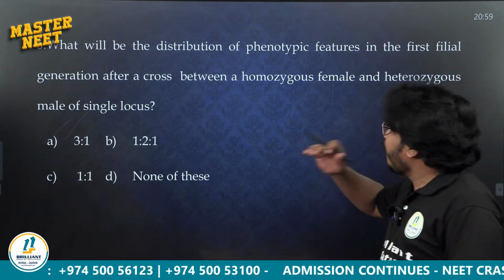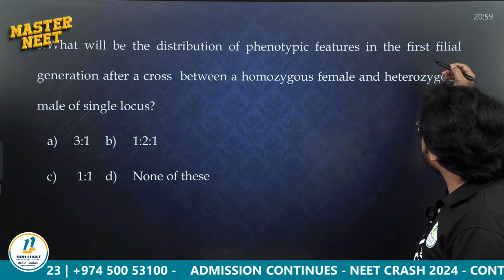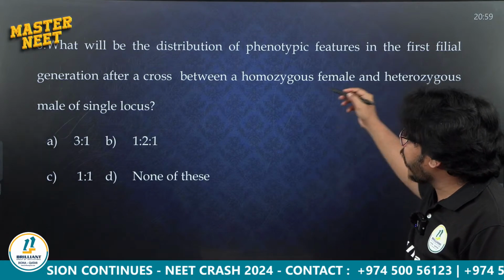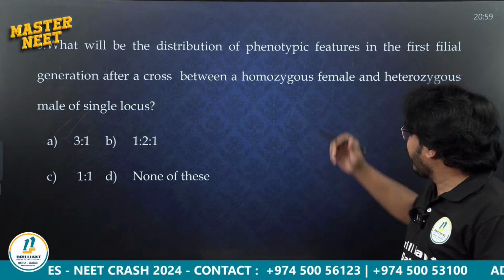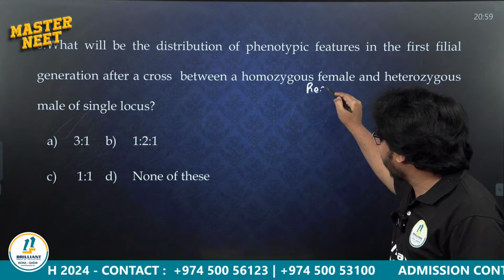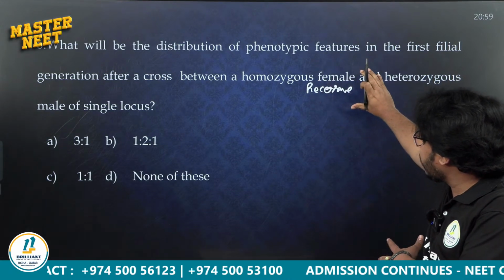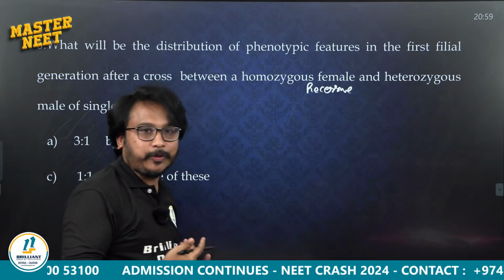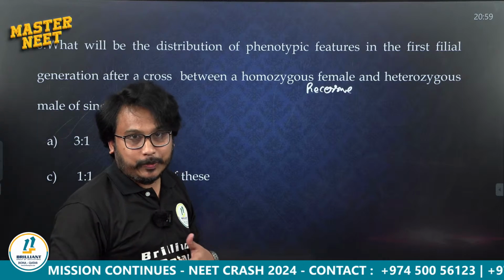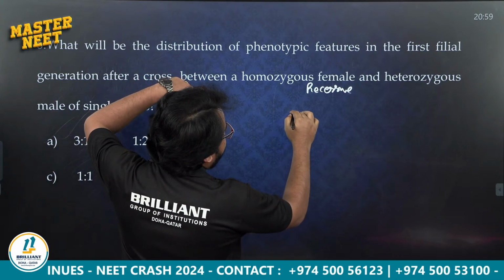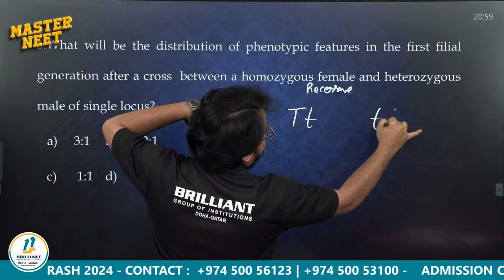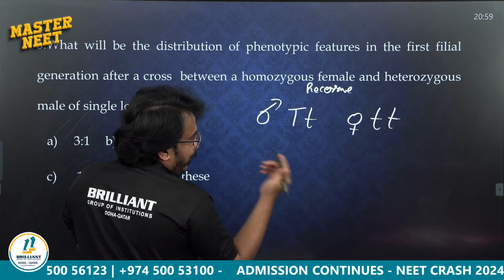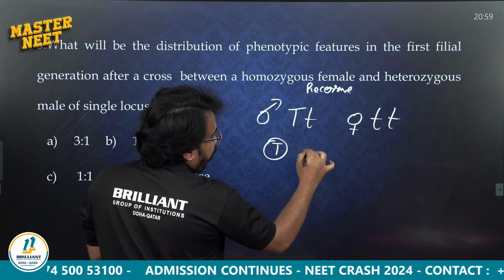So here, next question: what will be the distribution of phenotypic features in the first filial generation after a cross between a homozygous female and a heterozygous male for a single locus? Here, the homozygous female they have mentioned is recessive only. So if it is a recessive homozygous female and a heterozygous male, then what can be the ratio? Actually they are telling about the test cross. You know what cross it is? It's actually the test cross, where you will be getting which ratio?